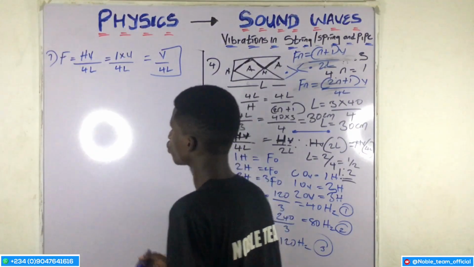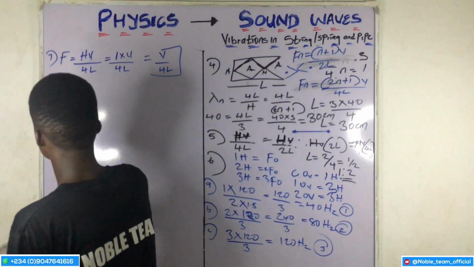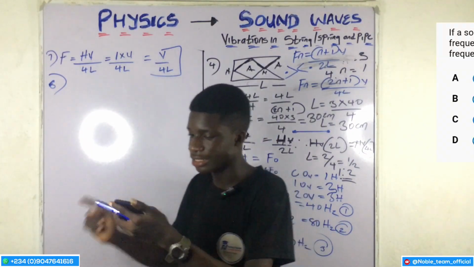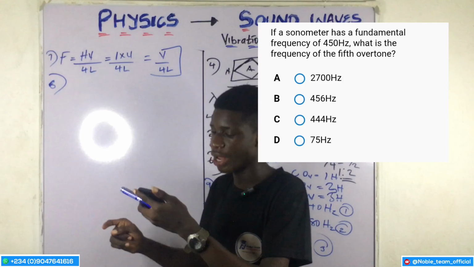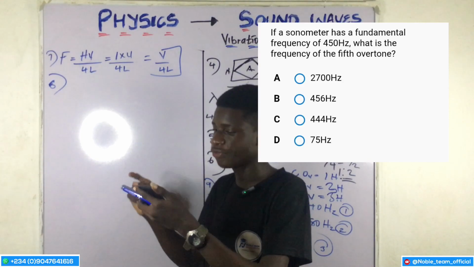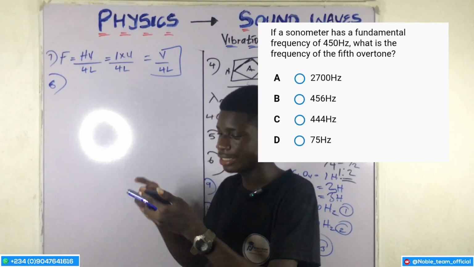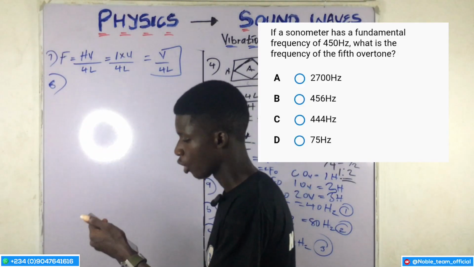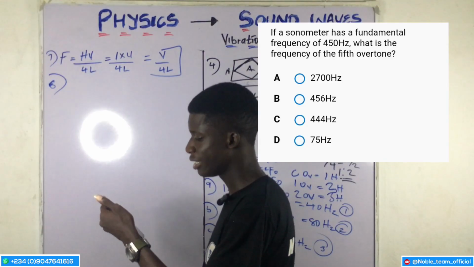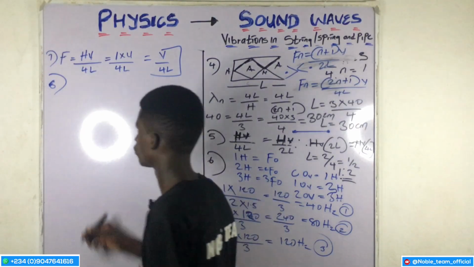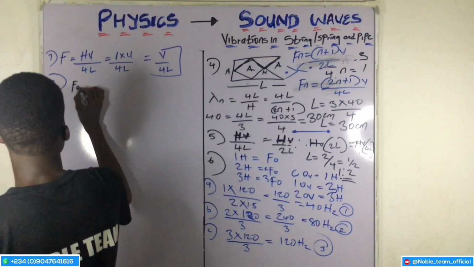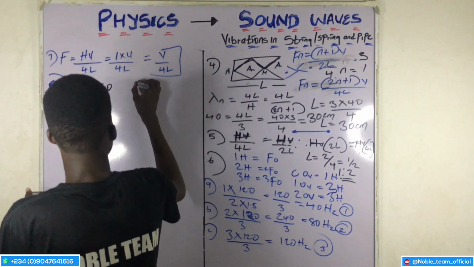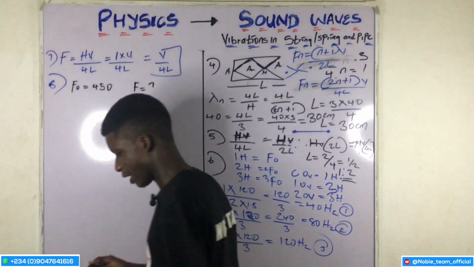So now let's look into question 8. Question 8 says, if a sonometer has a fundamental frequency of 450 Hz, what is the frequency of the fifth overtone? Now basically here, the fundamental frequency is 450 Hz, and we are being asked to get the frequency of the overtone. These two things are not the same thing.